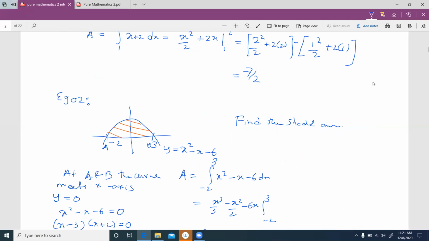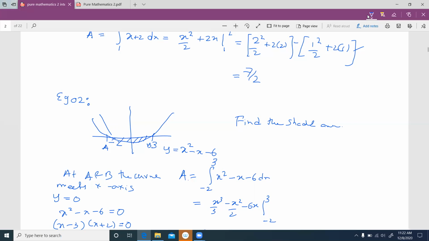What is the problem with this graph? The actual graph for this is just like this. It's not this graph, so this is wrong. The actual graph is the other way around. The x squared minus x minus 6 graph is like this. It's a graph somewhere like this. Therefore the area becomes this bit.